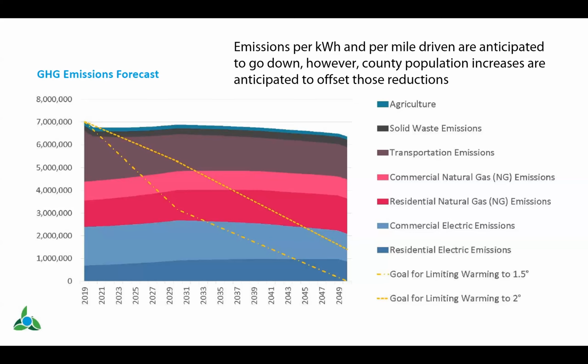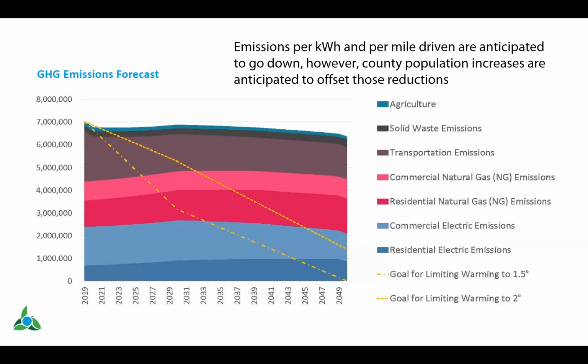And so the upshot is that we have some positive trends. We can expect that our emissions per mile driven, for instance, are going to continue to decrease. We can expect that our electric emissions per kilowatt hour consumed are going to continue to decrease. However, you'll see that the chart overall is not really moving much. And that is due entirely to the current projections for population. Kane County has some pretty significant population projections in the coming decades.